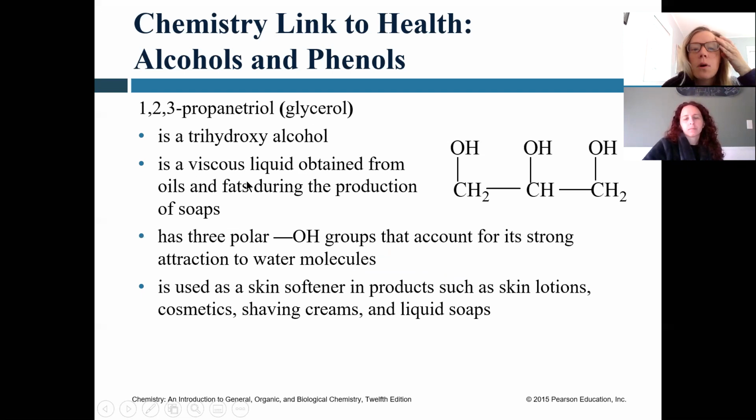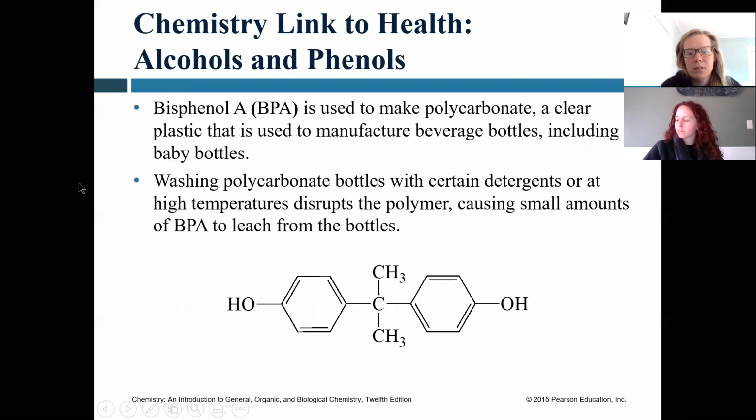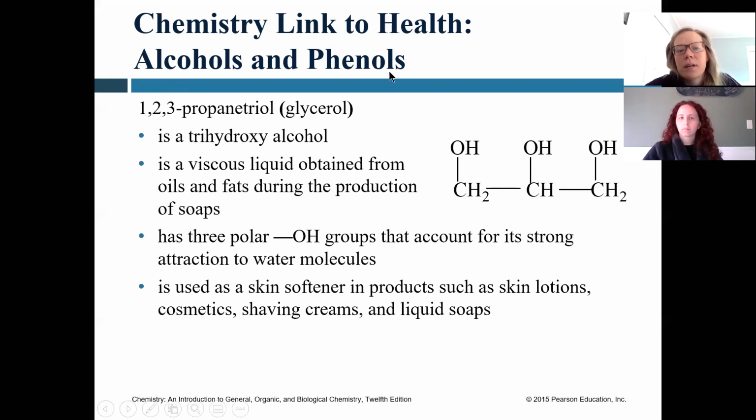If you have more than one alcohol group, you will use a prefix. So this one here has 3 OHs, 1, 2, 3, and there are 3 carbons. So we call this propane, and it's called triol, TRI for 3. If it was 2, it would be diol, and it says where it is. So it says 1,2,3-propanetriol.